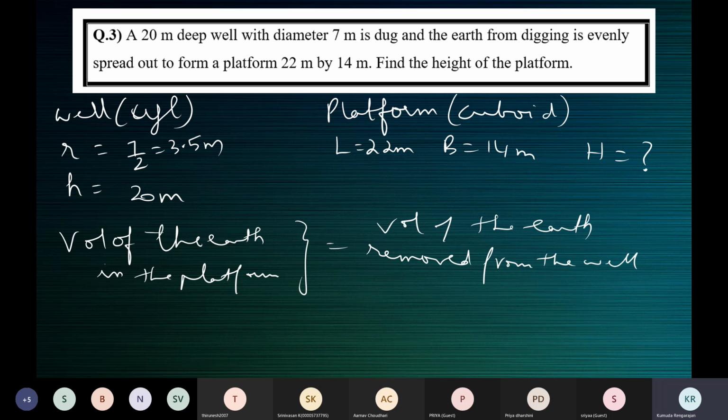All the earth that is removed from the well is now in the platform. So how do you find the volume of the platform? Cuboidal, LBH, is equal to the volume of the earth removed, which is the volume of the cylinder, pi r square h. So substitute the values in this and find the value of h.